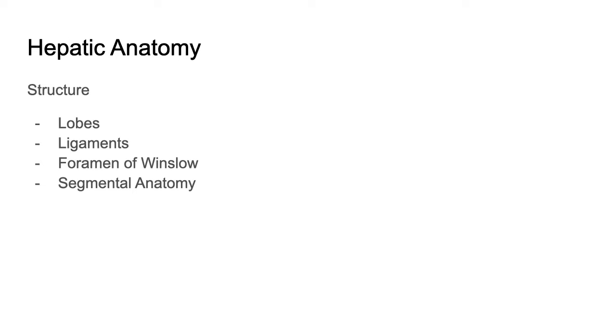Starting off with anatomy, I wanted to go over the separate lobes, the ligaments that are attached to the liver, which ones you can go through, the foramen of Winslow and the contents of the ligament around the foramen of Winslow, and then segmental anatomy.